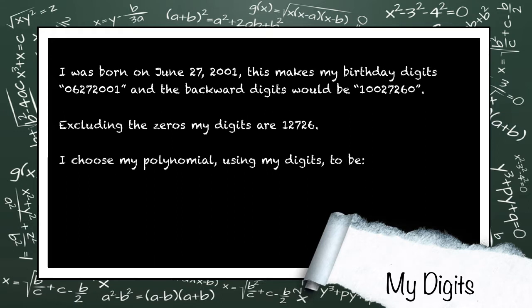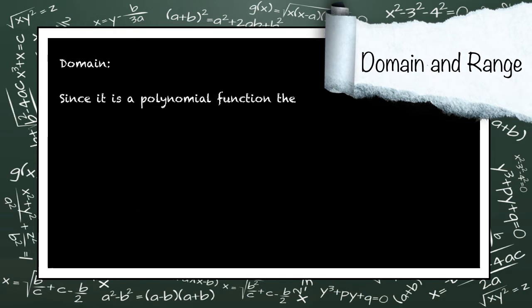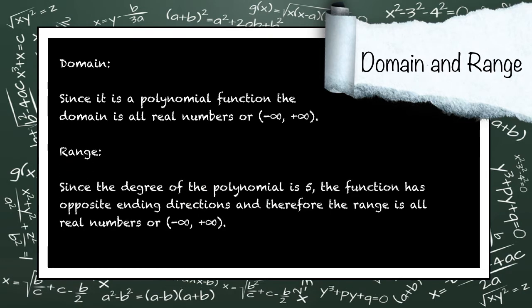I chose my polynomial using my digits to be x to the 5th plus 2x to the 4th minus 7x squared minus 2x plus 6. For the domain, since it is a polynomial function, the domain is all real numbers, or negative infinity to positive infinity. For the range, since the degree of the polynomial is 5, the function has opposite ending directions, and therefore the range is all real numbers, or negative infinity to positive infinity.